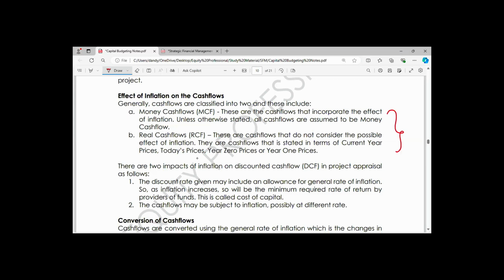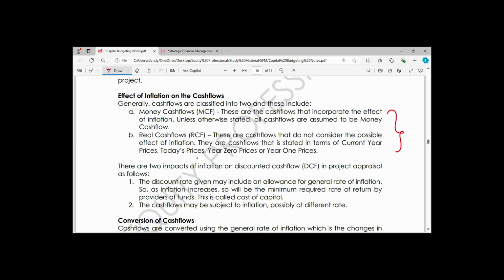So when I say money cash flow is the cash flow that include the possible effect of inflation, they are inflated cash flow. The money cash flow already include inflation. So that's that. Then what is real cash flow?